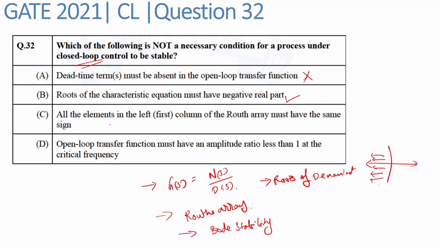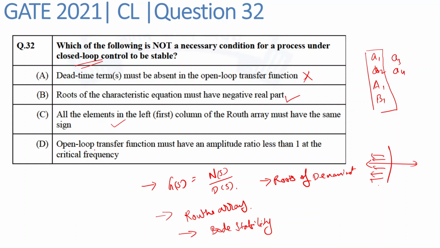Then the option says all the elements in the left column of the root array must have the same sign. Based on this stability criteria, we studied that we can create a root array using these terms A1, A2, A3, A4. Then we have this capital A1, B1, and the elements in this first column must have the same sign. Only then can we say that the system is stable. So this is a necessary condition for stability.